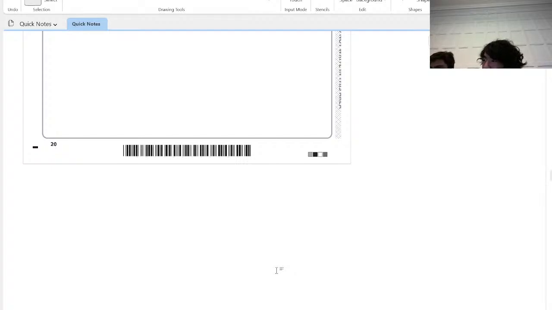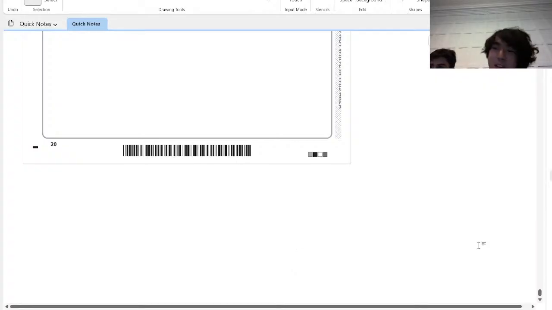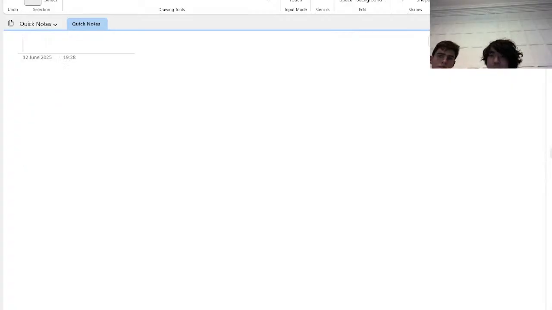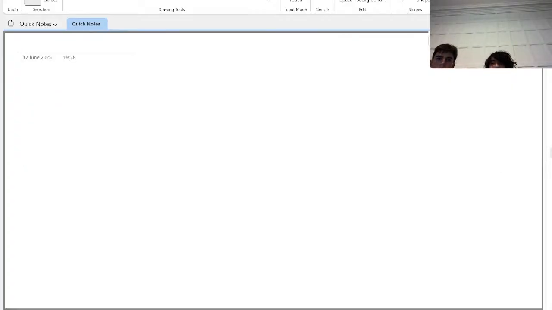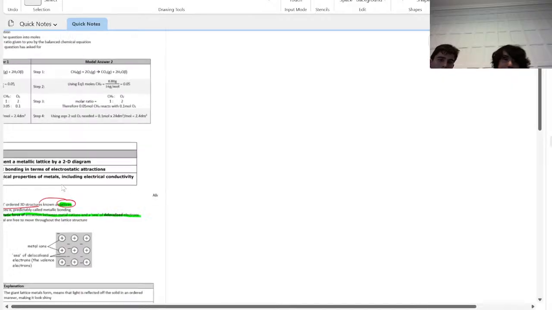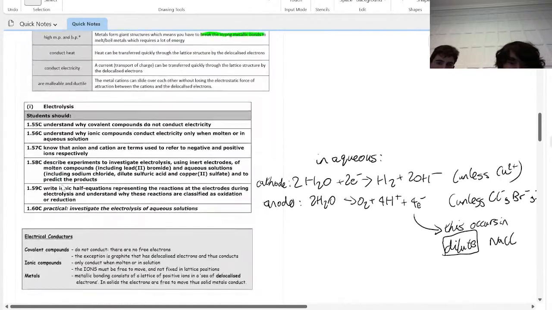Metal uses and alloy uses, so metals and alloys. Okay, let's do it. Right, metals and alloys.